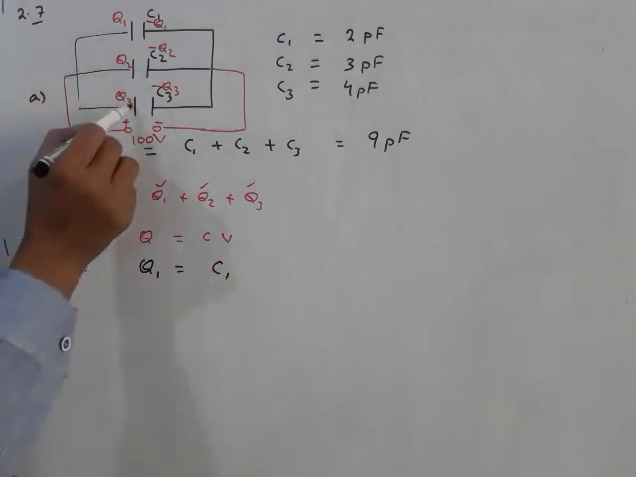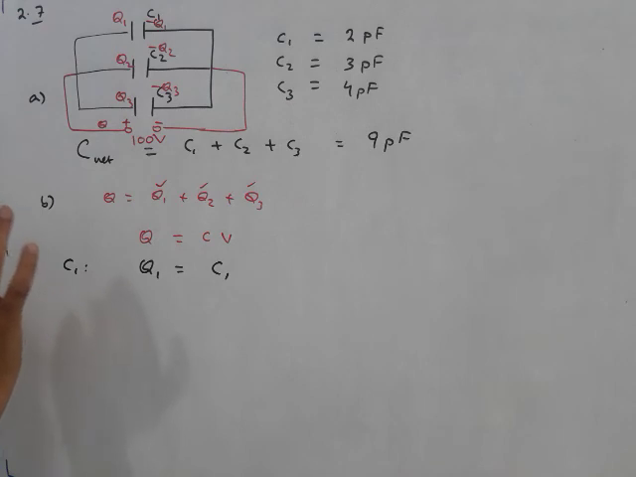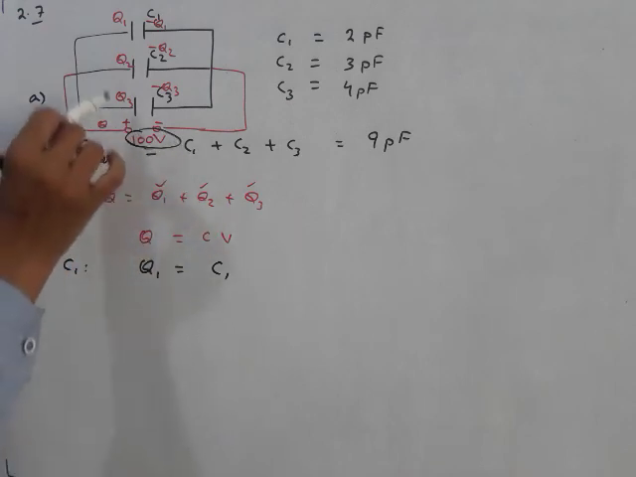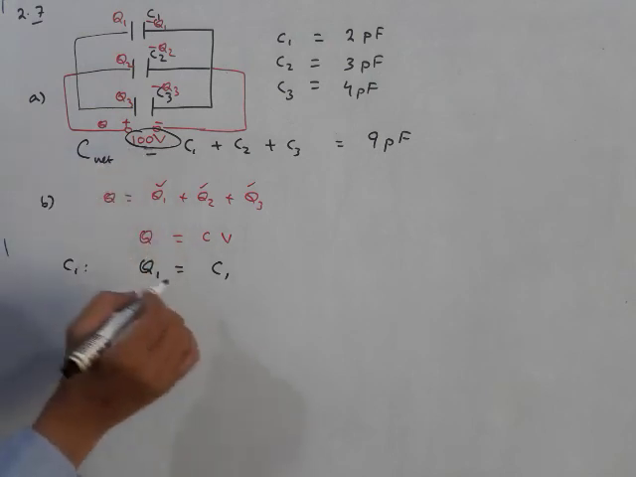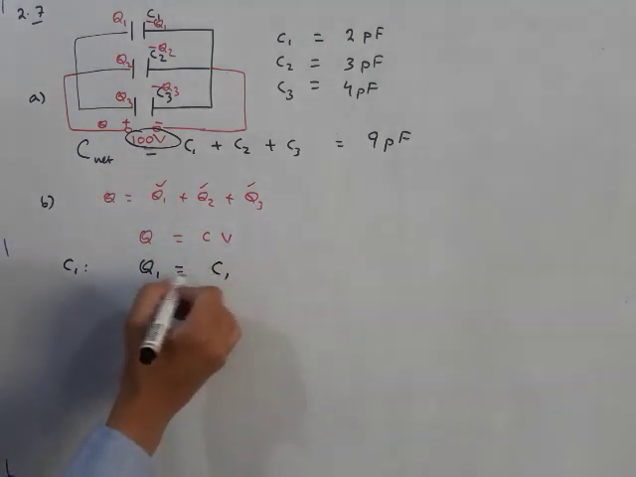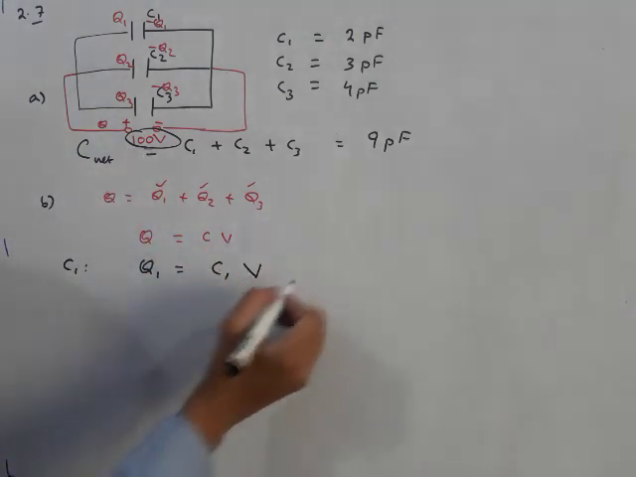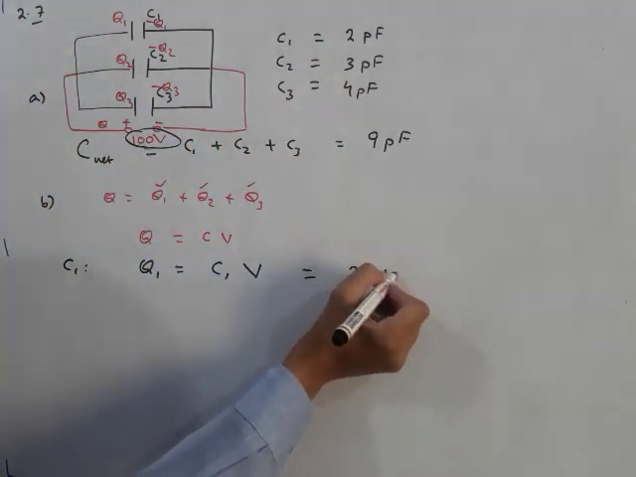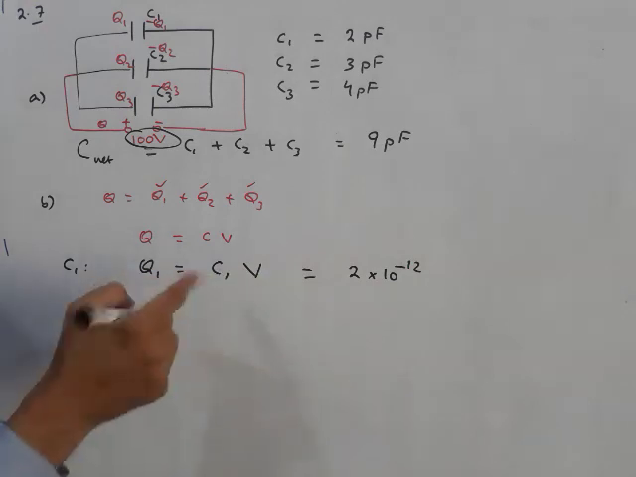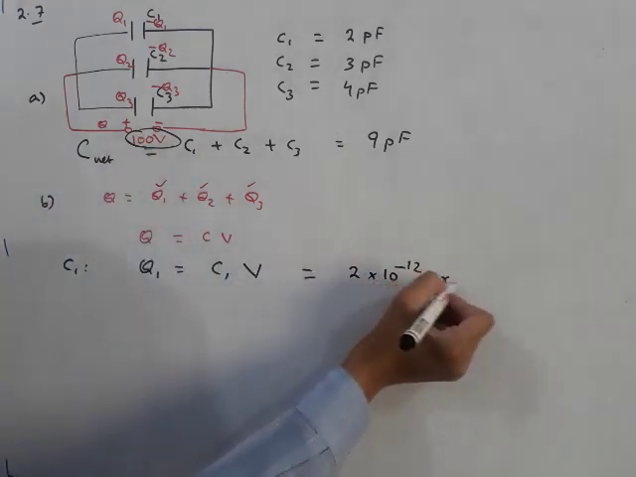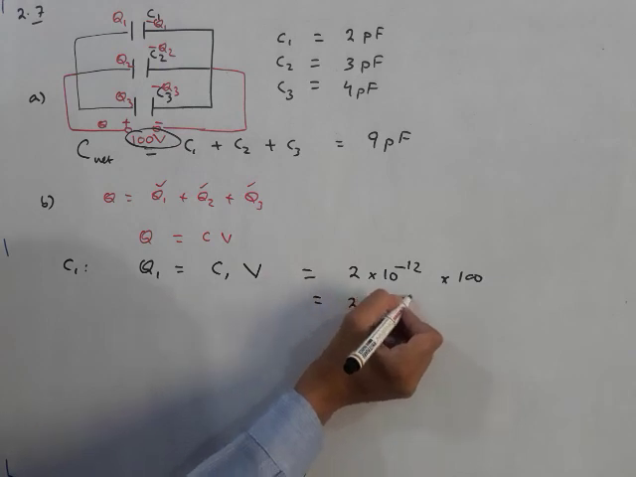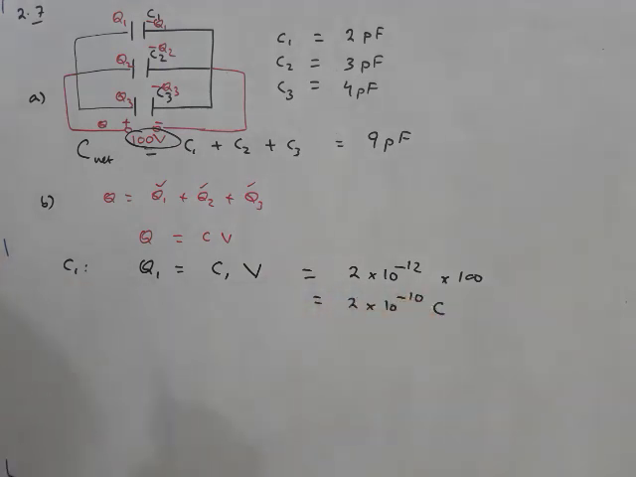Now all these three capacitors are connected in parallel. In parallel, you know, the potential difference across each capacitor will be the same. That will be how much? 100 volt. So here V becomes C1V. C1 is how much? C1 is 2 picofarad, means 2 into 10 to the power minus 12 farad. And V is how much? 100. So this becomes 2 into 10 to the power minus 10 coulomb.